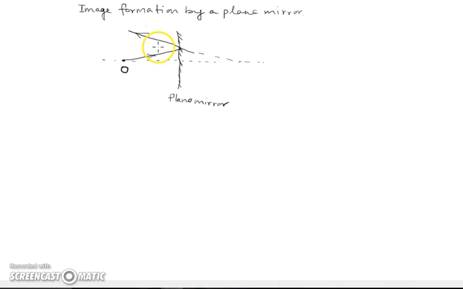So following the law of reflection, this is my normal. If this angle is theta, this angle will also be theta. So if I put an eye here, this ray will seem like coming from here, if I extrapolate this, and that we call the image point, right? As in the earlier slide. So that's one ray. Now let's say another ray comes here, which is exactly falling normal to the mirror. What will happen?